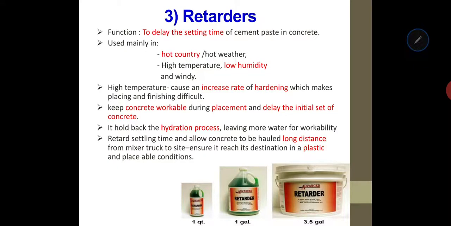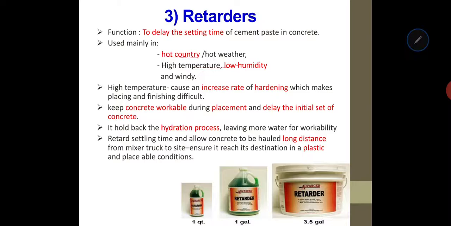So what else that we have in terms of admixture is retarders. It is to delay the setting time of cement paste in concrete. Why we need to use retarder especially in hot country with high temperature, low humidity and windy? The high temperature causes an increased rate of hardening, which makes placing and finishing difficult. To keep concrete workable during placement and delay the initial set of concrete.